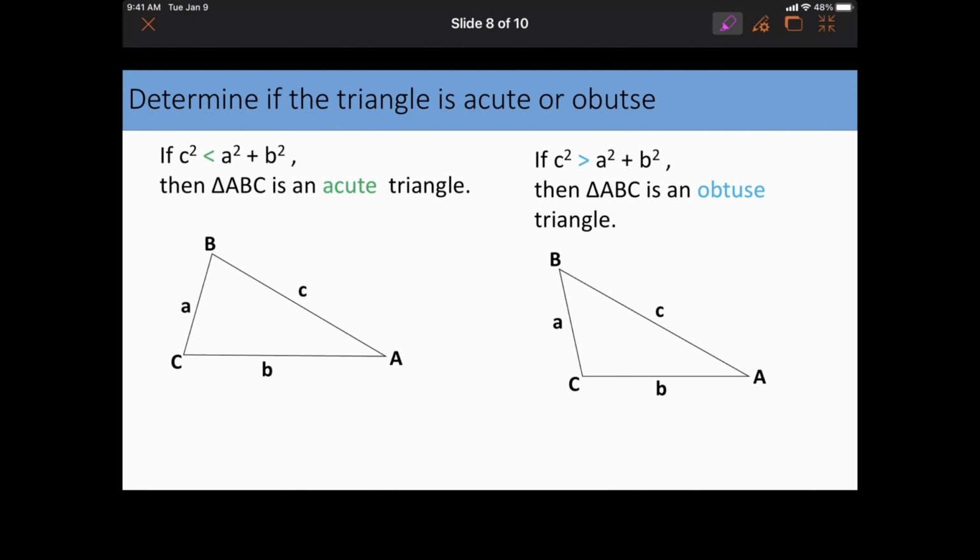Here, if c squared is less than the other two sides squared, then it's an acute triangle, because these two are bigger than this one, so it'll make this c smaller, right? But if c squared is larger than both of them, it's going to be longer, which pushes the other two sides away, which makes this angle bigger. Then it's obtuse. So if it's equal, right triangle. If c squared is less than a squared plus b squared, acute. If c squared is bigger, obtuse.